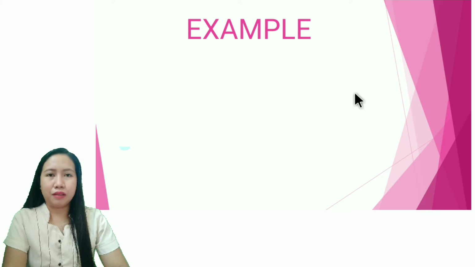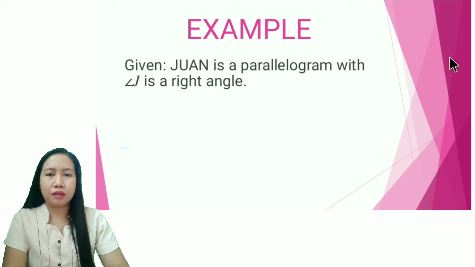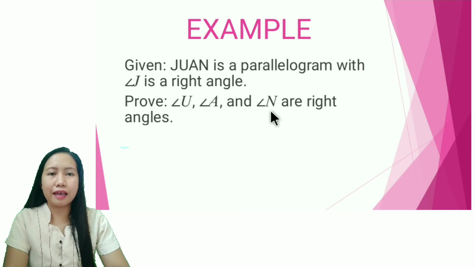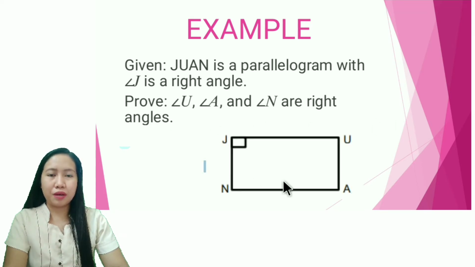We have here an example. Given: JUAN is a parallelogram with angle J is a right angle. Prove that angle U, angle A, and angle N are right angles. So we have here the representation or the figure. We have angle J, angle U, angle A, and angle N. So it forms a rectangle.